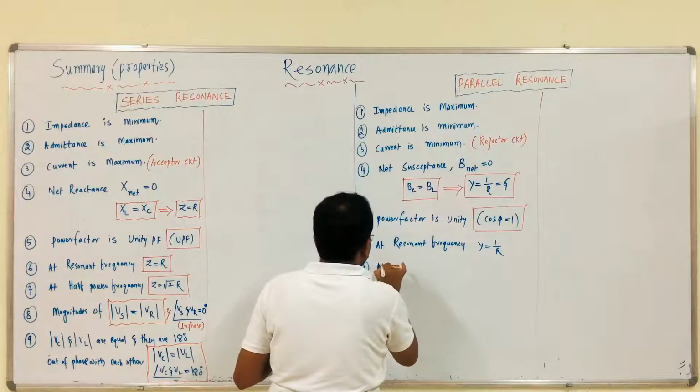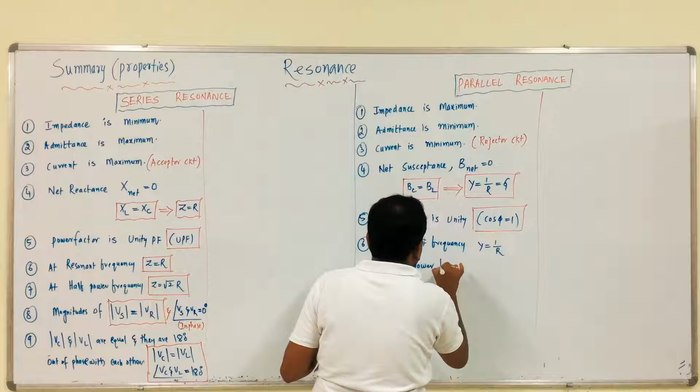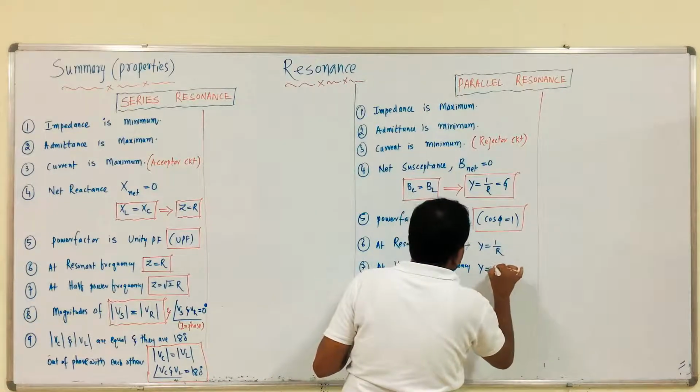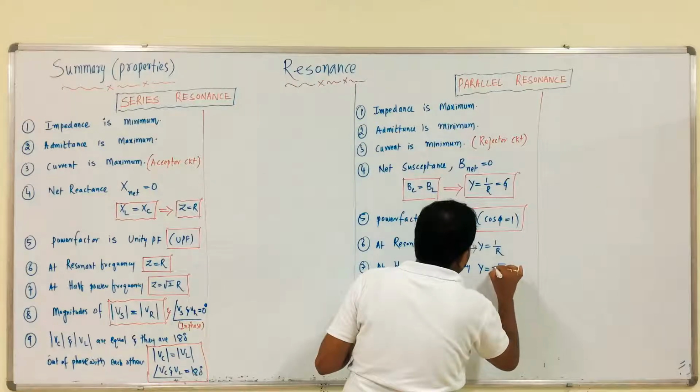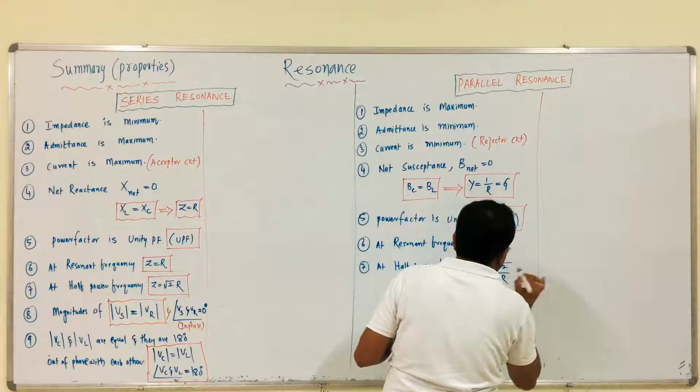Seventh one, at half power frequency, Y is equal to root 2 by R, right? Root 2 by R, that's it.